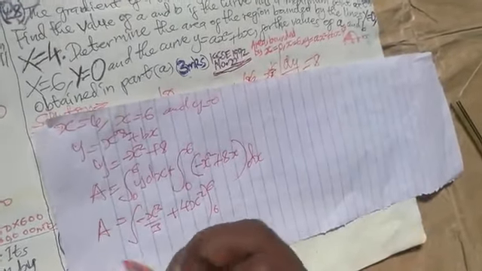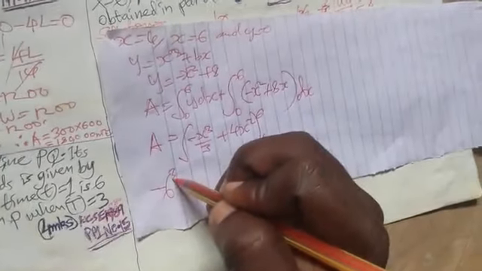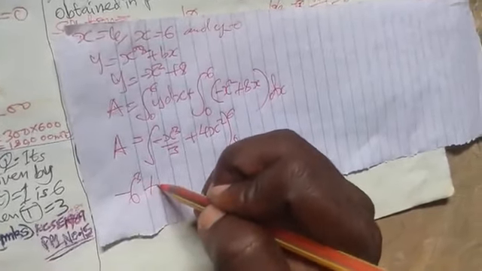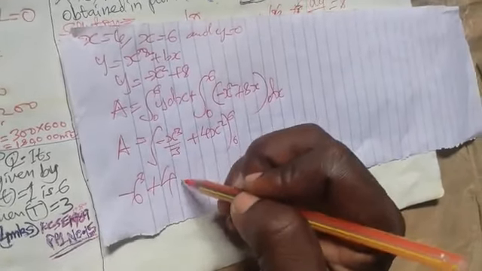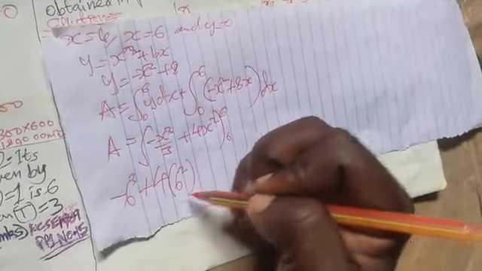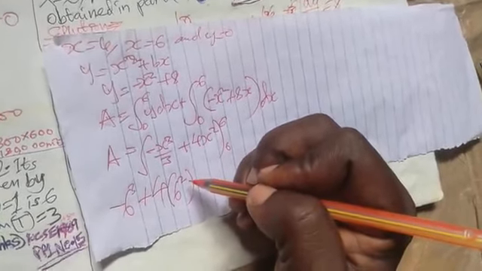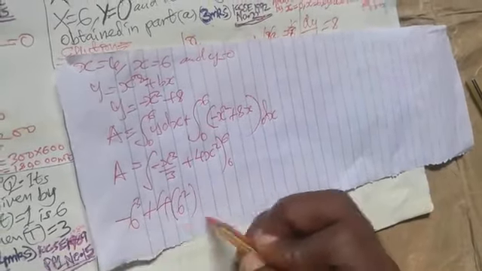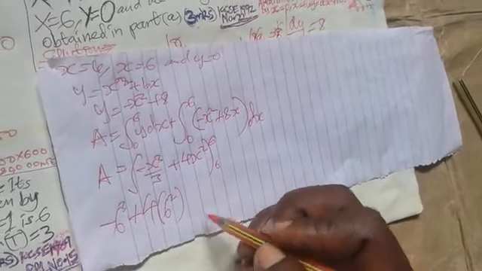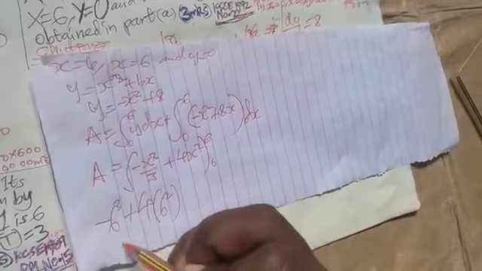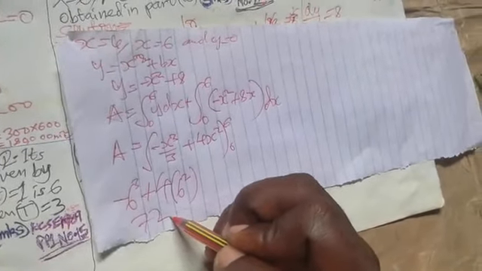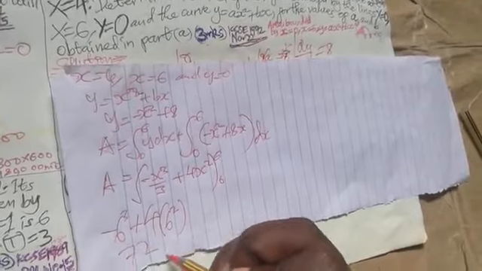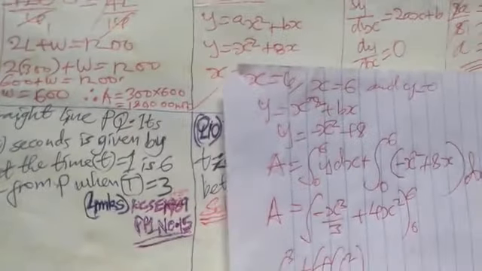This will give us plus 4 into bracket 6 squared. By using a calculator, by calculating this, you finally get the answer to be 72 units. 72 units. But this is my sketch diagram. The answer is 72 units.